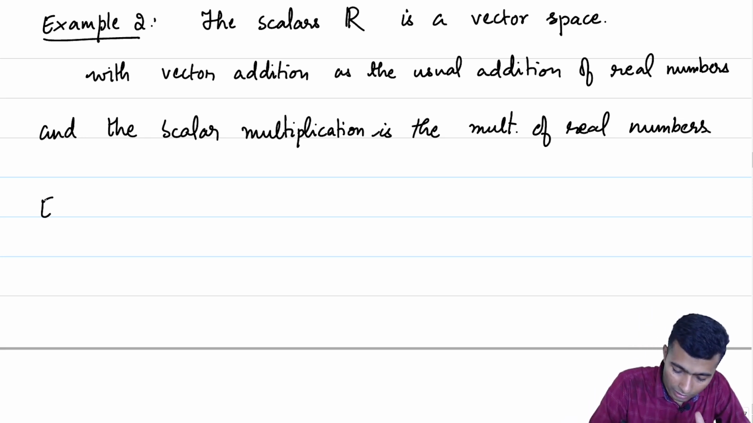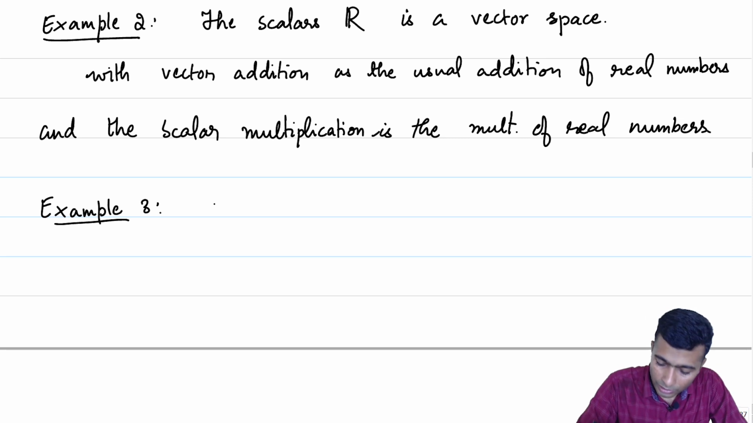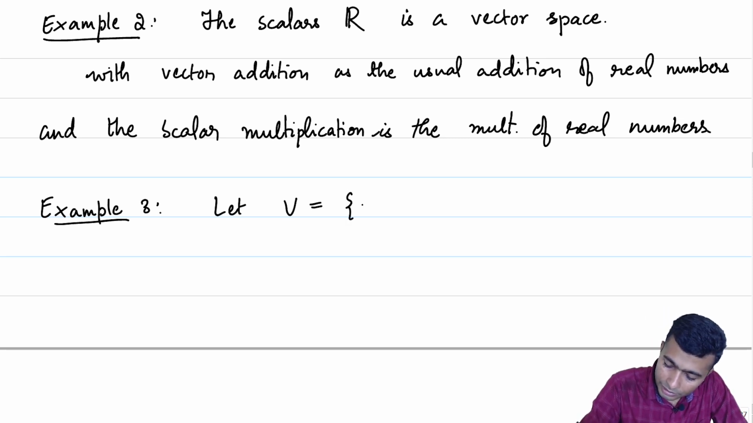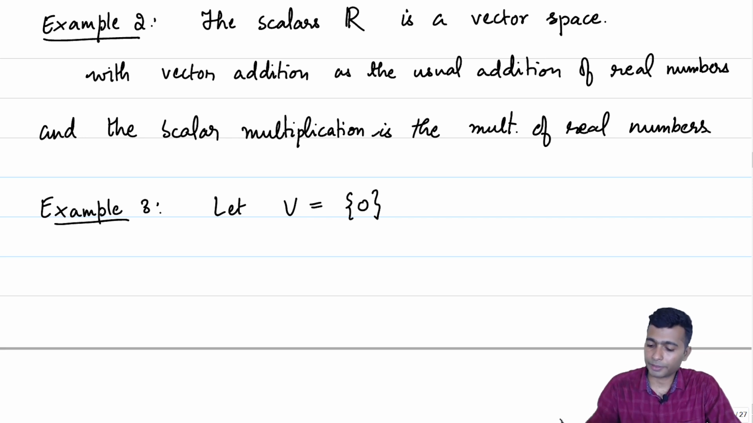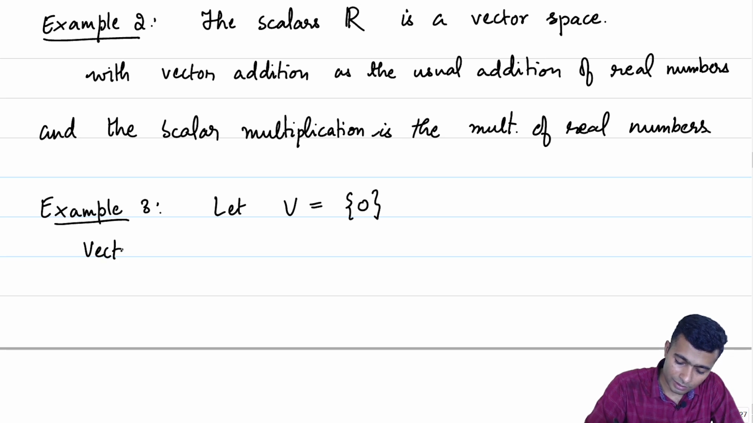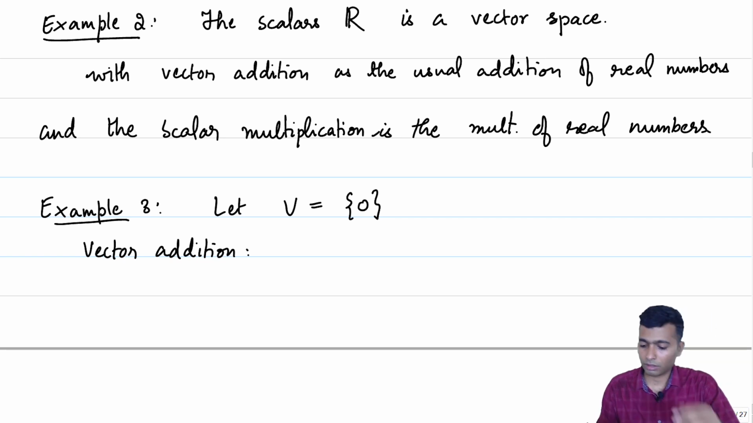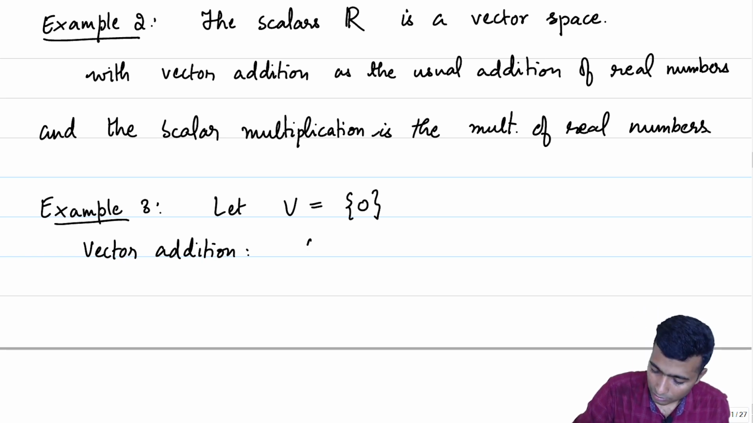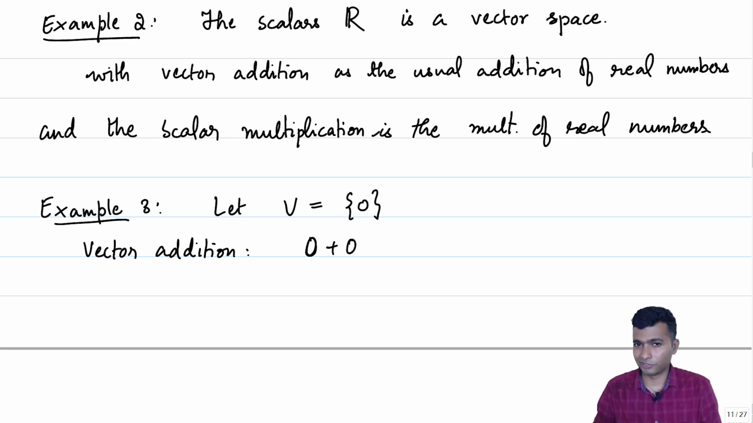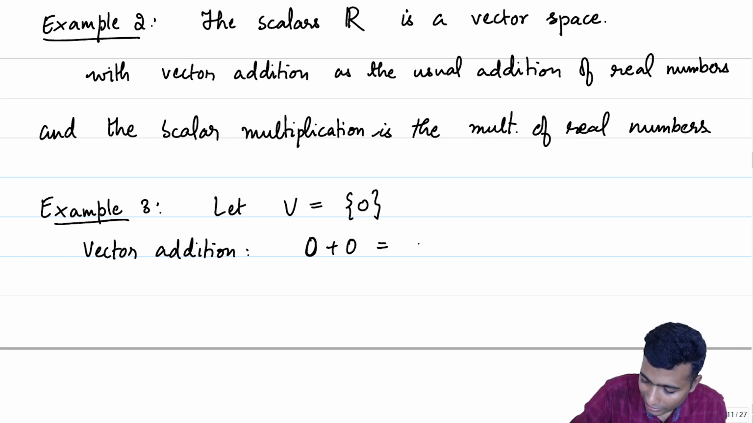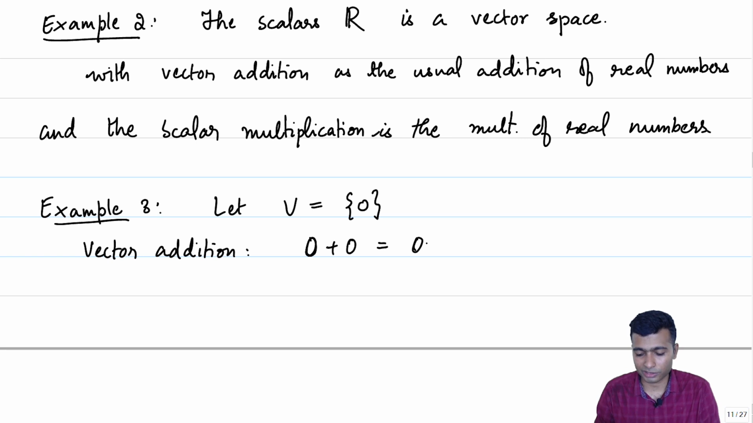A similar, not very interesting, but very important example is what is called the zero vector space. So, let V be the set which has just the 0 element. What are the operations? Vector addition: we do not have much choice in talking about vector addition, there is only one element in the set V. So, we have to talk about the sum of 0 with itself, and we have not much of a choice again. There is only one element, it has to be 0 itself.